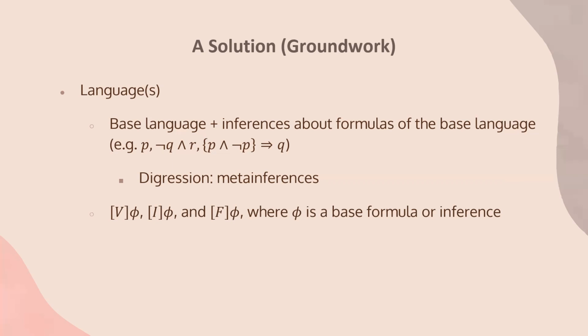Then we have another language on top of that, including three operators, which are intuitively a validity operator, V, an invalidity operator, I, and a contingent fact operator, F. These are supposed to be read as: phi is valid, phi is invalid, phi is a contingent fact, and these can be true or false at a world.